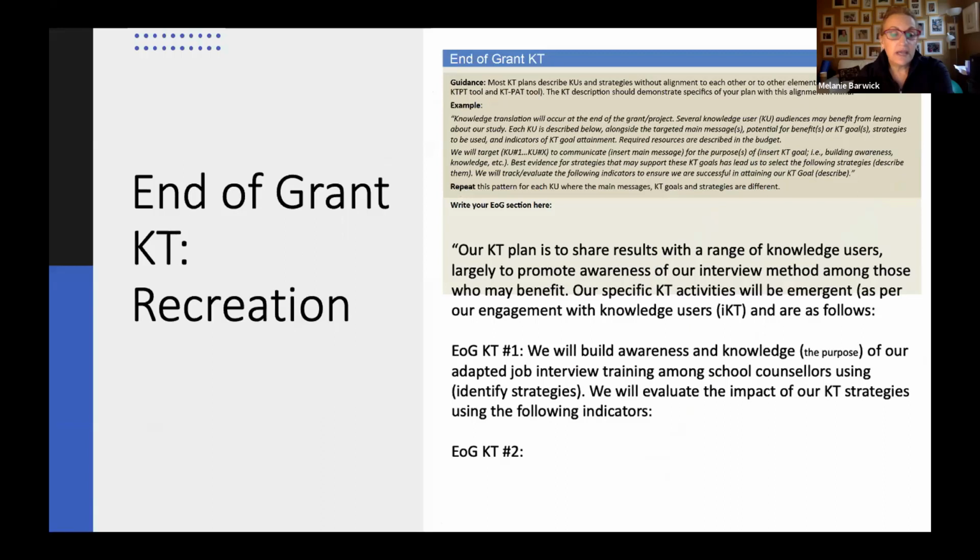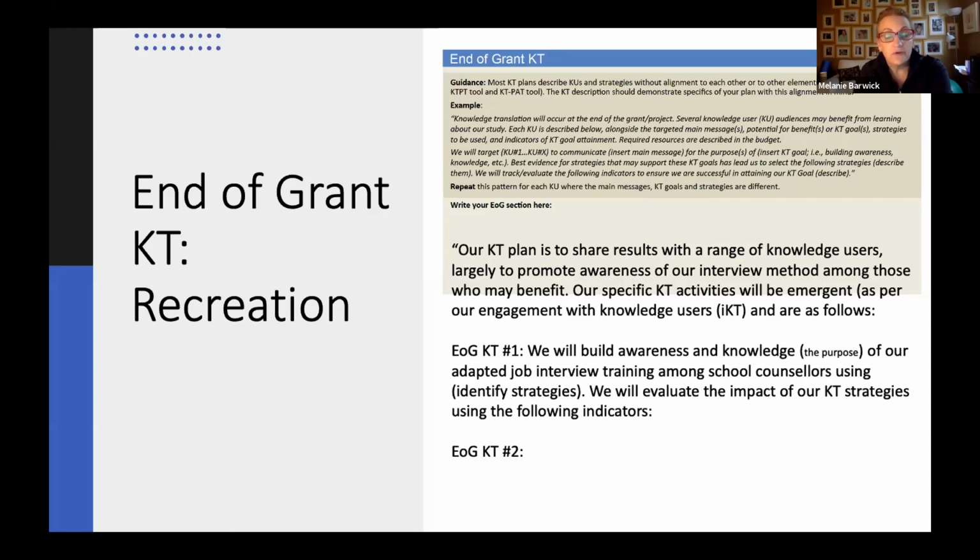So recreating the end of grant, you would remember now you're talking about who you are engaging with, what you are telling them, why you are telling them, how you are telling them, and how you will know it was effective. So you could say our KT plan is to share results with a range of knowledge users, largely to promote awareness of our interview method among those who may benefit, and you would identify who those are. Our specific KT activities will be emergent, because you're writing in the future tense in your proposal, as per our engagement with knowledge users, and are as follows.